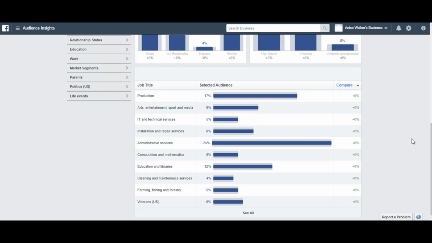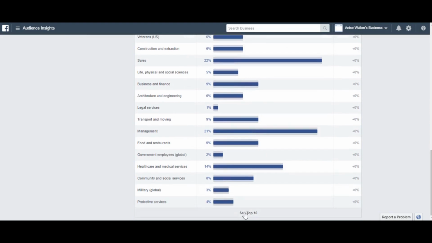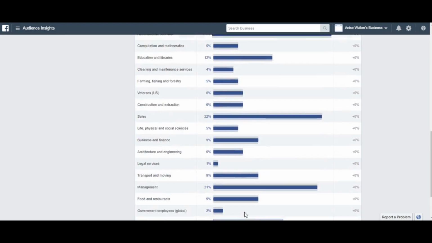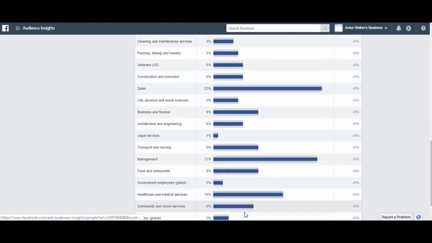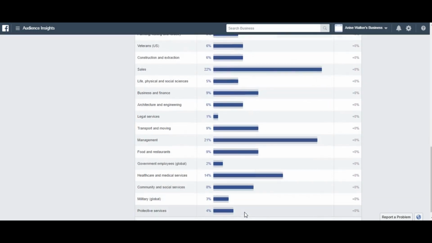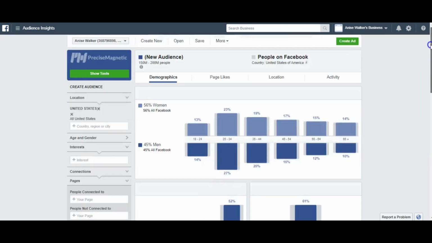Anyway, now we'll move down. We have the job title. You can see the percentage of the types of jobs that people hold. You can also select see all and you will see more information again, going right down to military, protective services, and so on and so forth. I'm just going to scroll back to the top, and we will plug in some information so we can look at some finer detail and dive deep into what exactly audience insights can yield for us when it comes to creating Facebook advertising campaigns for business. So let's get into it.